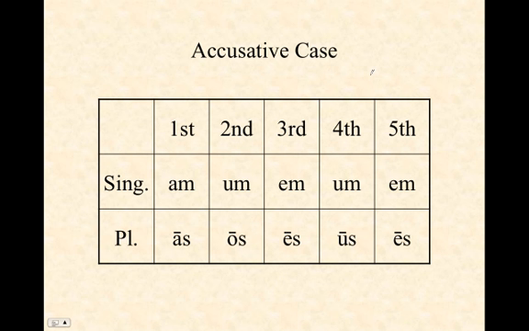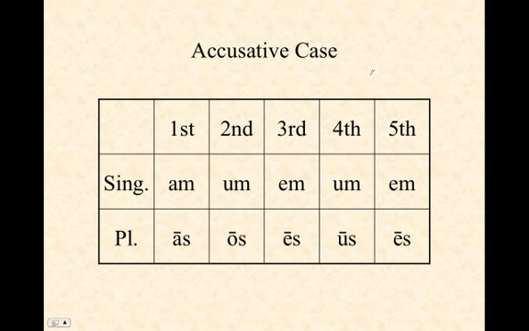This is part 1 of your tutorial on the accusative case. In this tutorial, we'll focus on the primary use of accusative as direct object within the sentence. Here are the forms of the accusative in all 5 declensions, singular and plural.